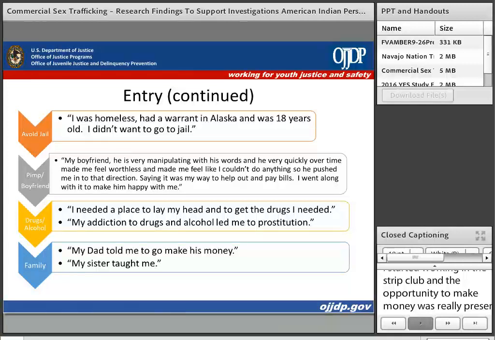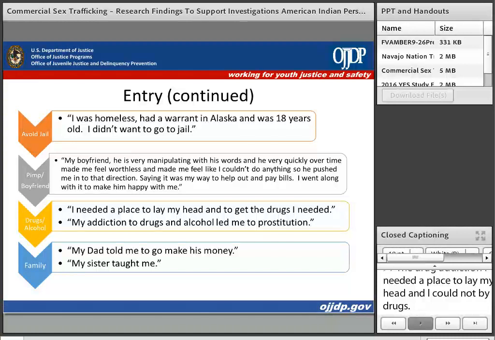So being homeless, avoiding jail, finding money in ways of not being detected by the system was also identified. Here's the same one with the pimp, the boyfriend, the drug addiction. "I needed a place to lay my head, and I could buy my drugs, my addiction to drug and alcohol."